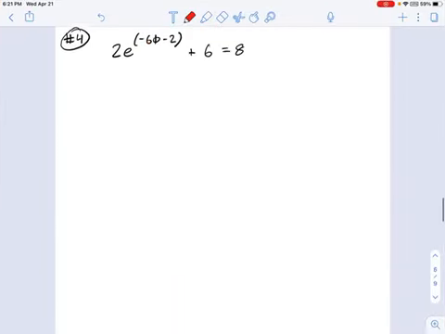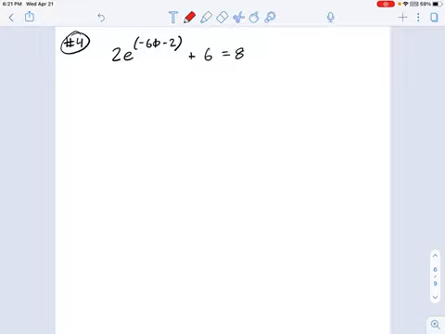Okay, one more video, and this should wrap up solving simple exponential equations with logarithms. So I'm looking at 2 times e to the negative 6 phi minus 2, plus 6 equals 8.